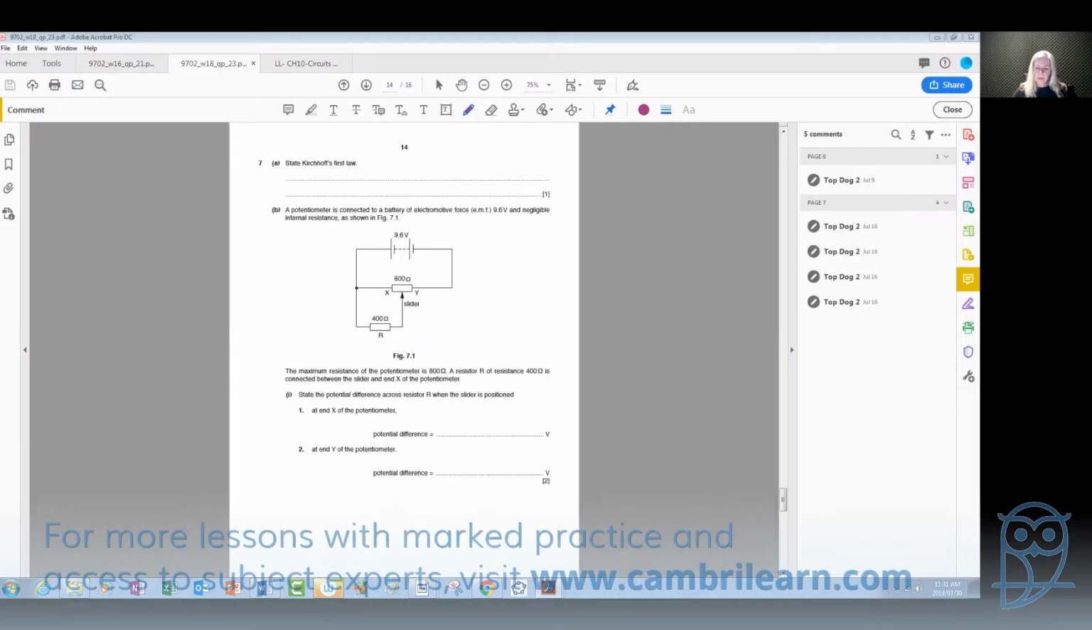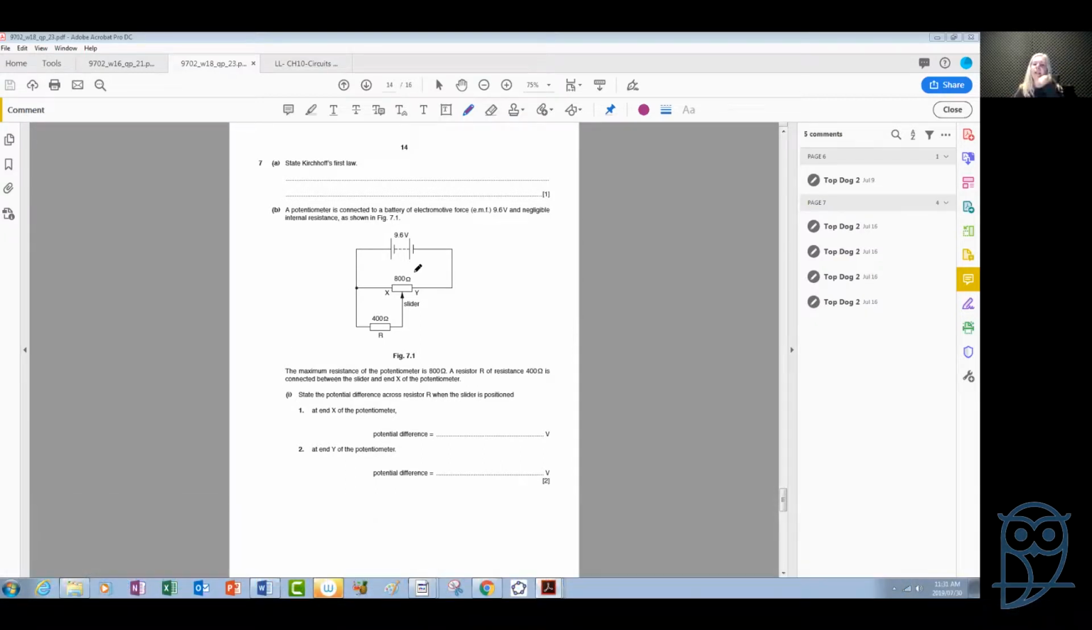I wanted to do a couple of problems today, including with series parallel networks and also with internal resistance. But let us start from this one, from a past exam that has a potentiometer.